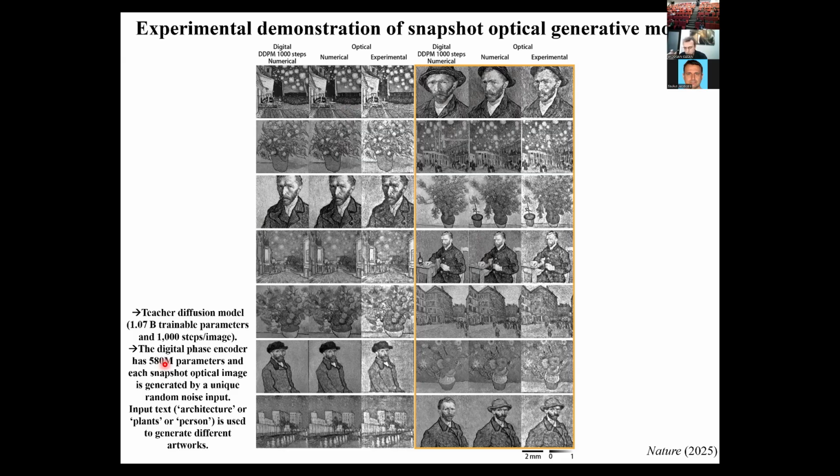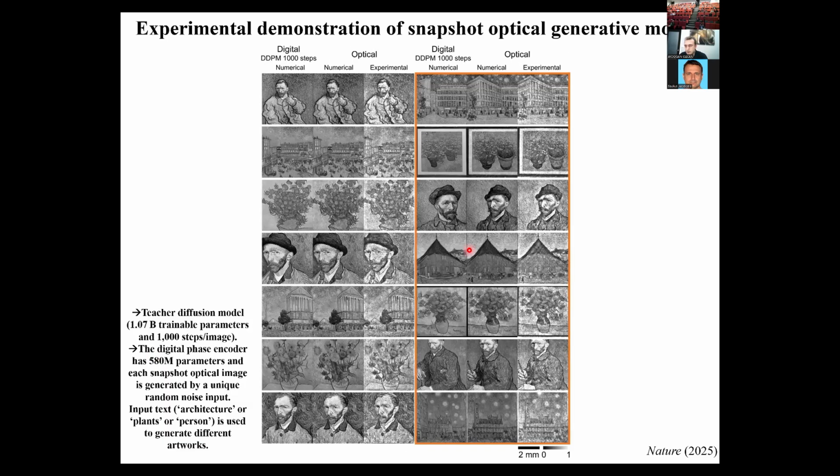So the digital encoder is snapshot, but it has a significantly larger number of parameters. These are some of the other examples from experimental results, nicely matching the numerical optical forward model, and sometimes disagreeing with the teacher, sometimes agreeing very well with the teacher as expected.